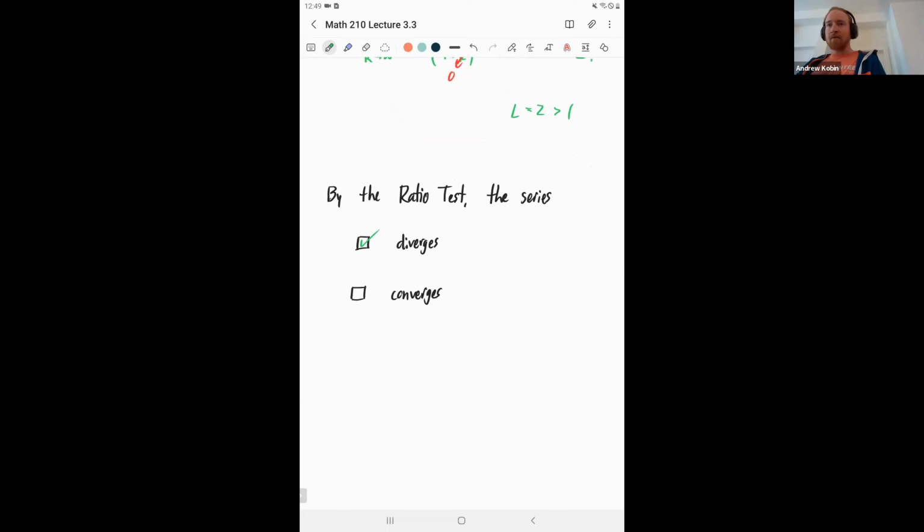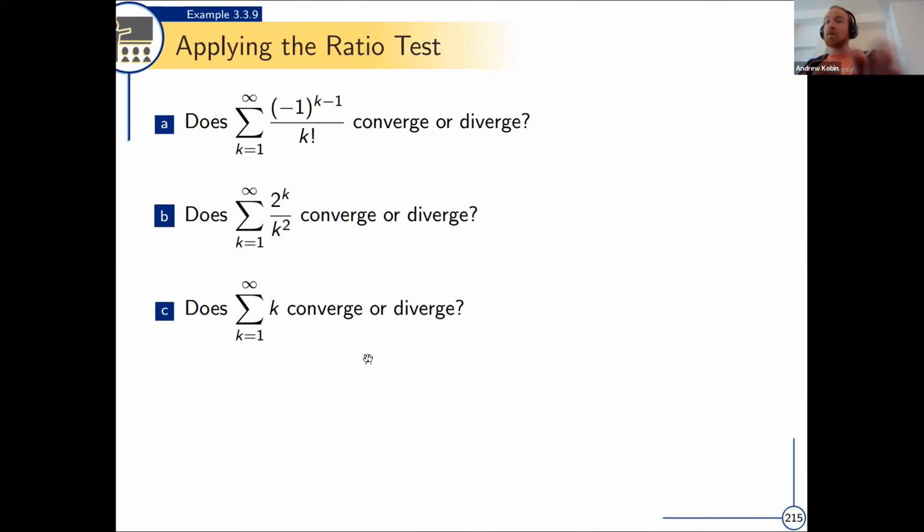I want to point out one thing, which is that the ratio test does not tell you what the series converges to. It only tells you if the series converges or diverges, or maybe it's inconclusive. So again, geometric series are so far the only ones we know how to add up by hand.